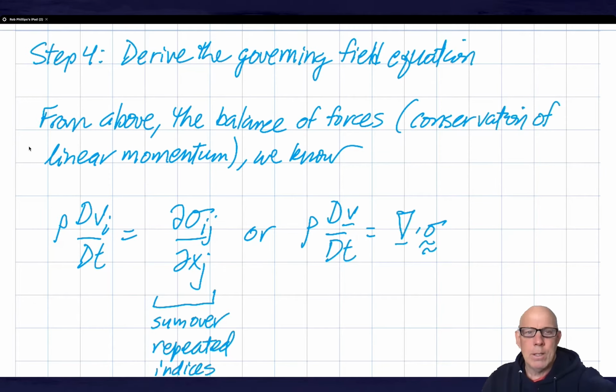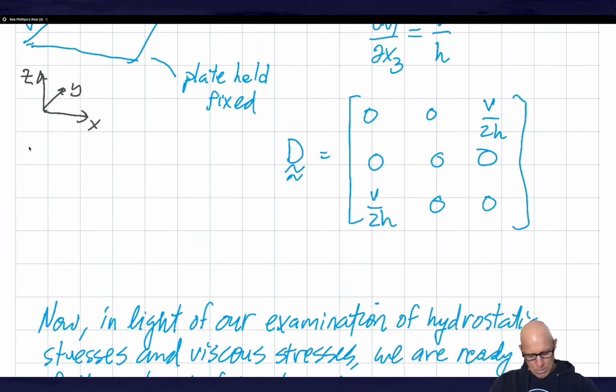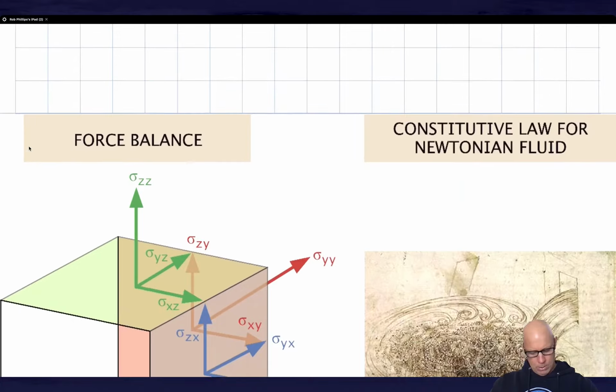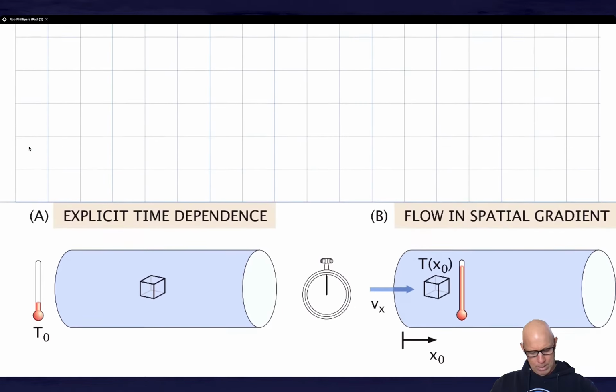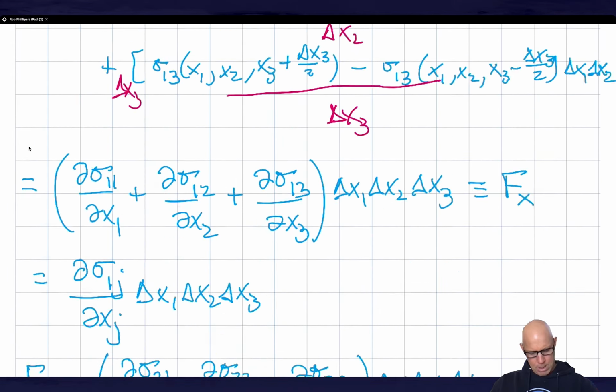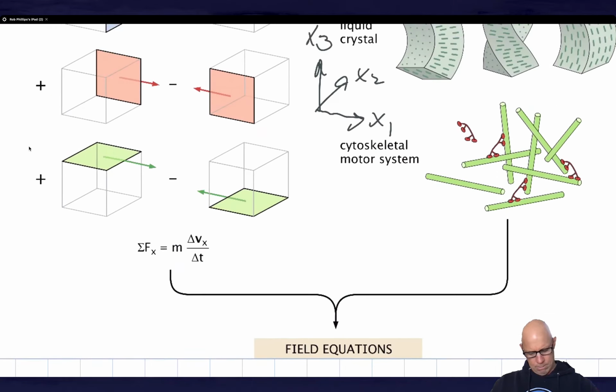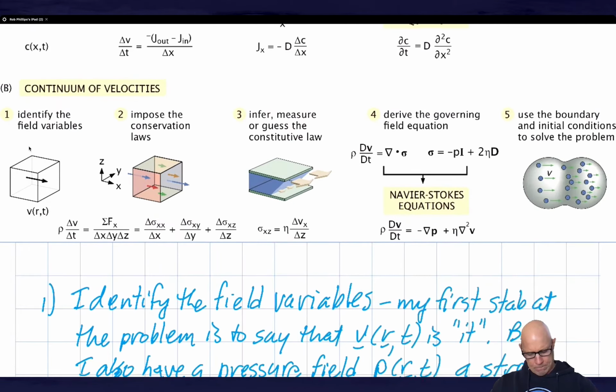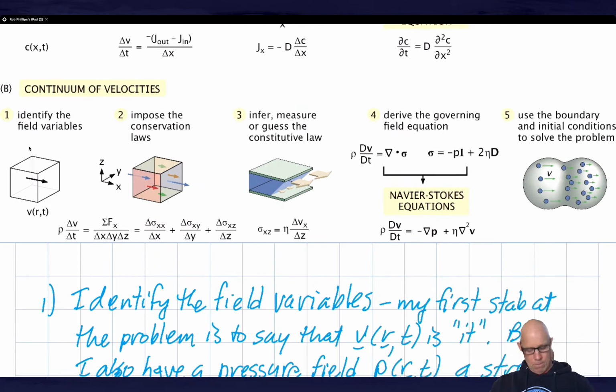Welcome back. So we're just working our way through the continuum theory protocol. Let me remind you of that. So we've done various pieces in this, and sorry, there's a lot of notes here. So what have we done thus far? Well, the first thing we did was we talked about what are the field variables, velocity.